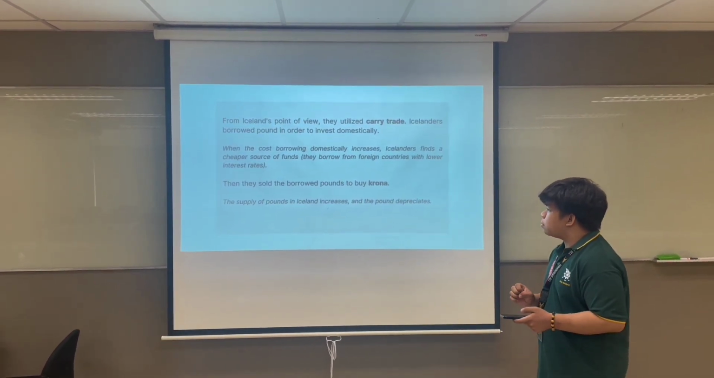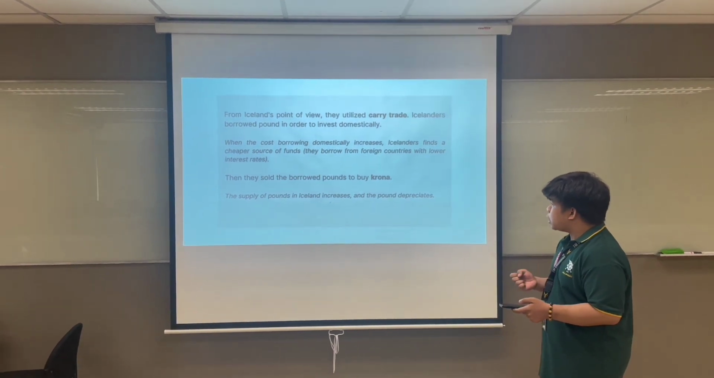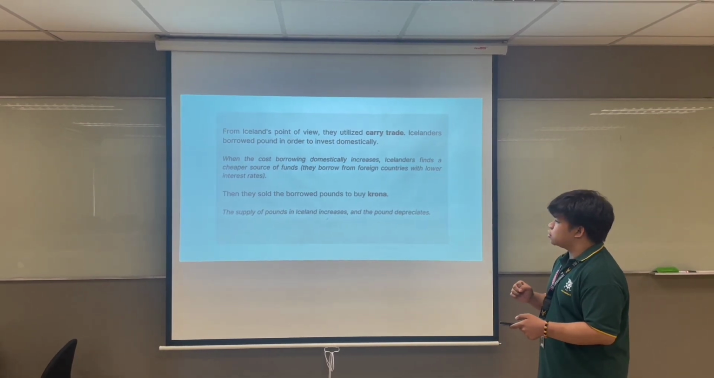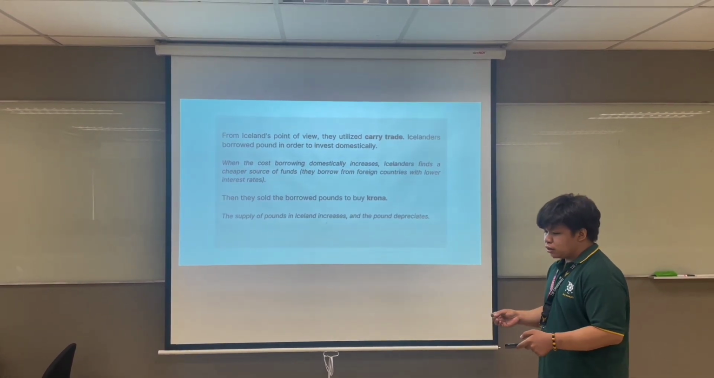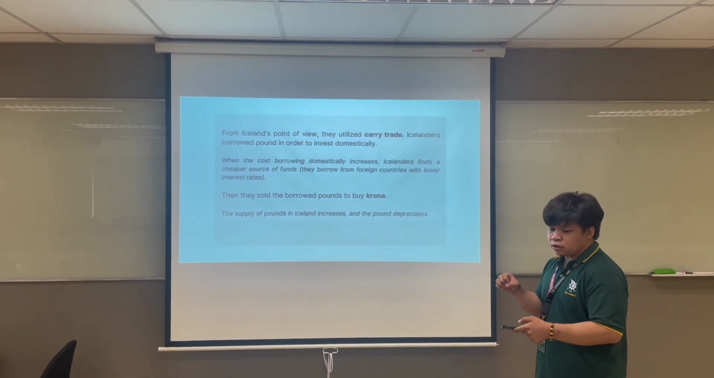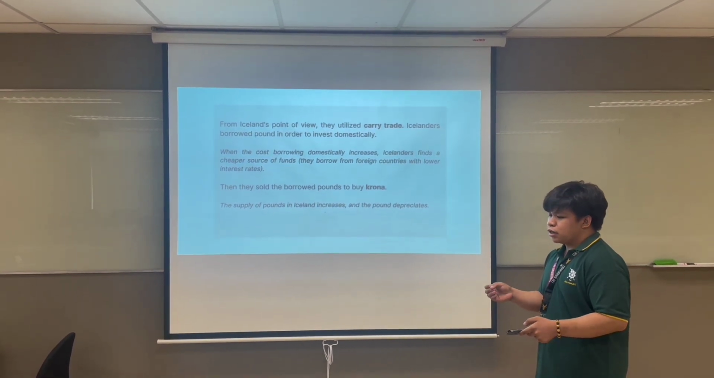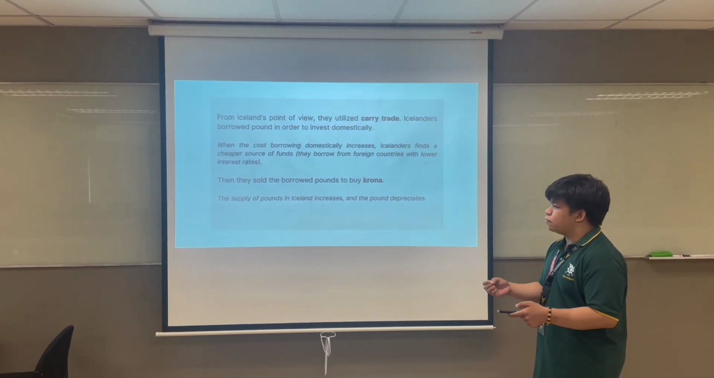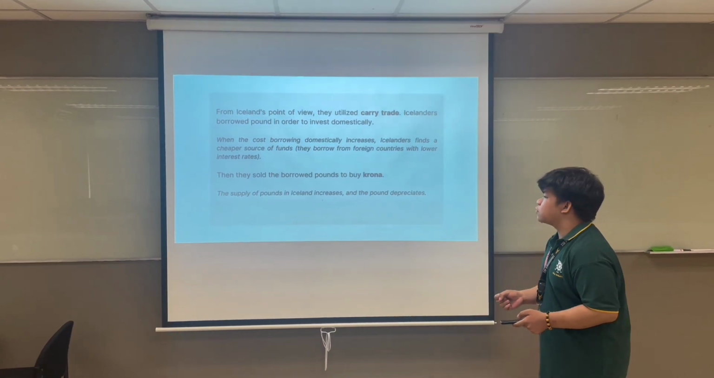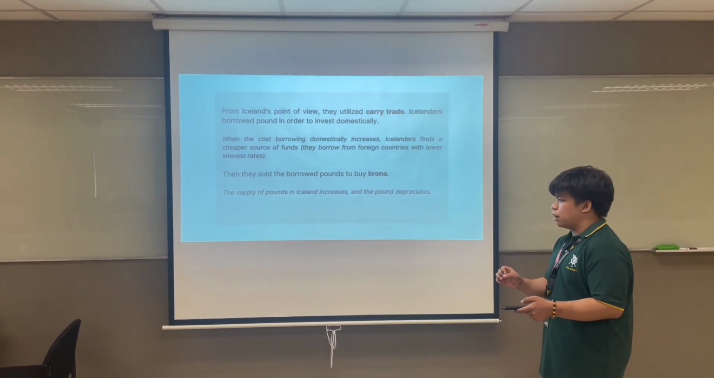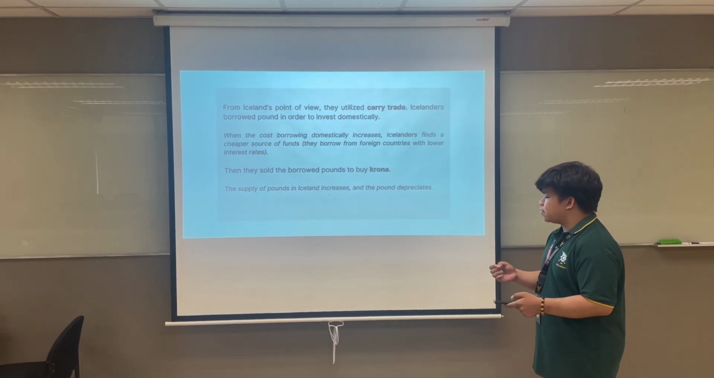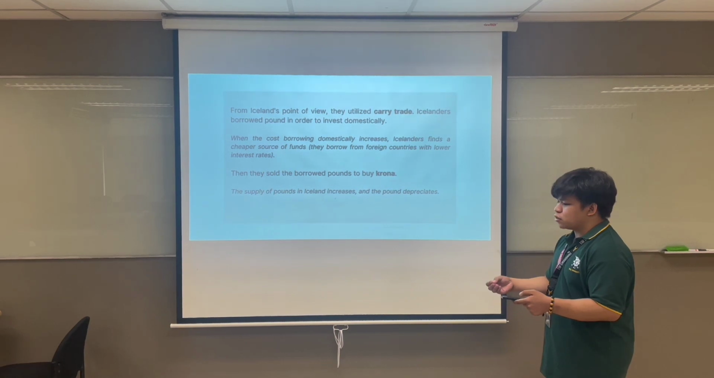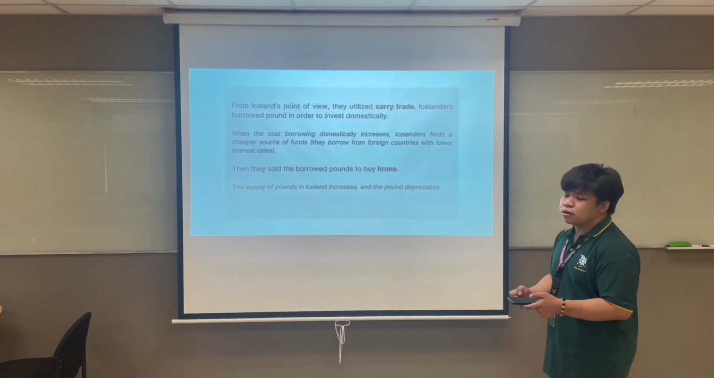When the cost of borrowing domestically increases, Icelanders find a cheaper source of funds, which means they borrow from foreign countries with lower interest rates. In this way, they can regain their own currency and invest in their own domestic banks in order to circulate the currency that they have. Then they sold the borrowed pounds to buy krona, which is the currency that they have. As the supply of pounds in Iceland increases, the pound depreciates because it resulted in the increase of the supply of the krona, which they reacquired.